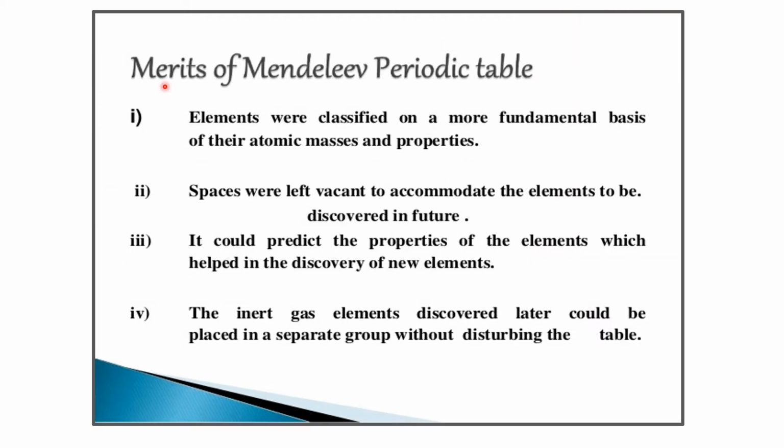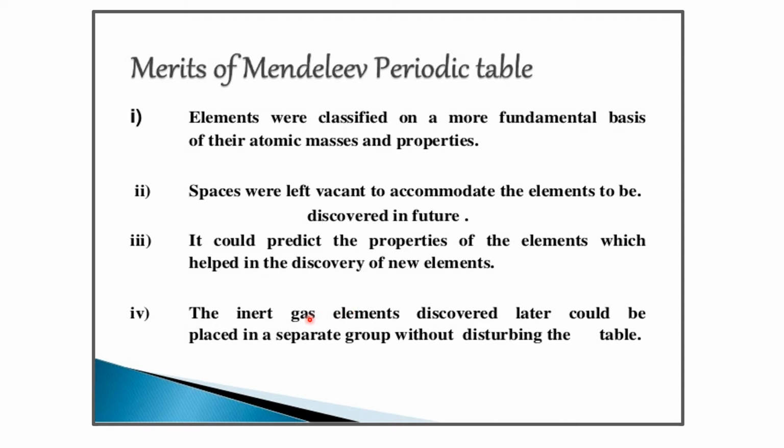The merits of Mendeleev's periodic table: the elements were divided on a more fundamental basis, the basis of their atomic masses and properties. Spaces were left vacant to accommodate elements to be discovered in the future. He could also predict the properties of those elements, which helped in the discovery of new elements.